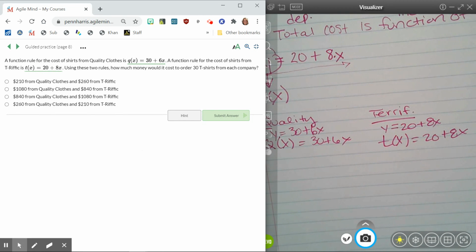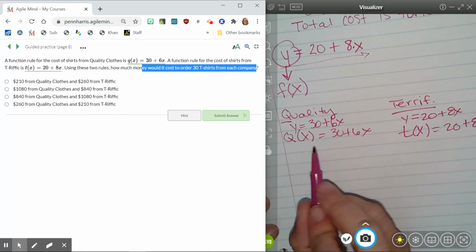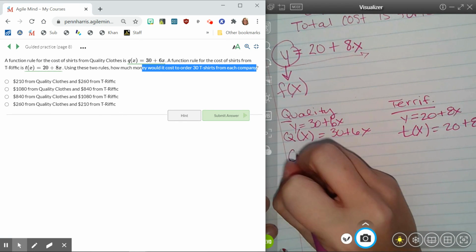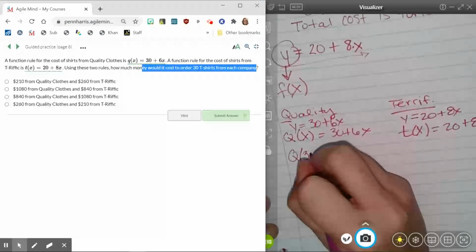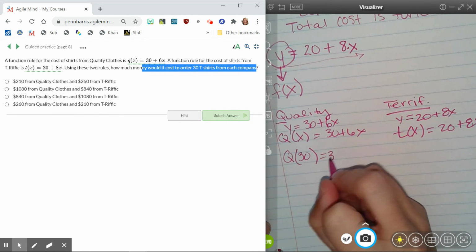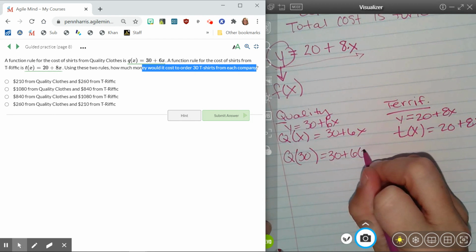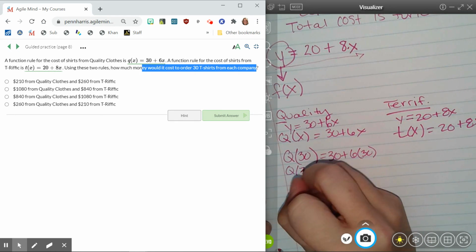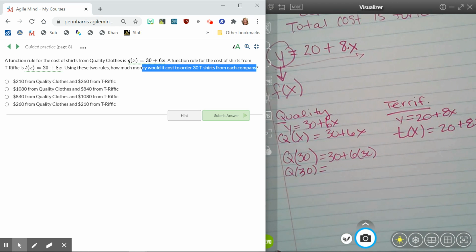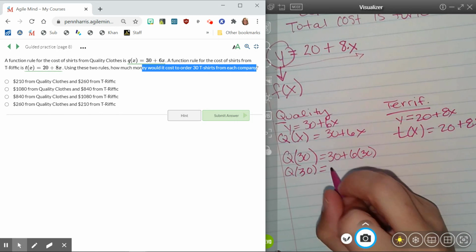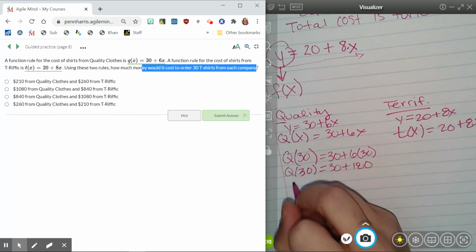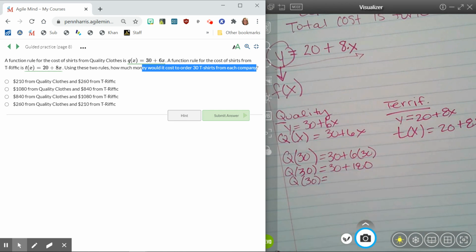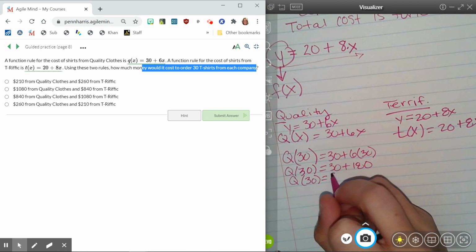Using these two rules, how much would it cost to order 30 t-shirts? Okay, so let's go up to Quality here. We have this formula. At Quality, if we order 30 shirts, that will be 30 plus 6 times 30. So Q of 30 equals 30 plus 6 times 30, which is $210.